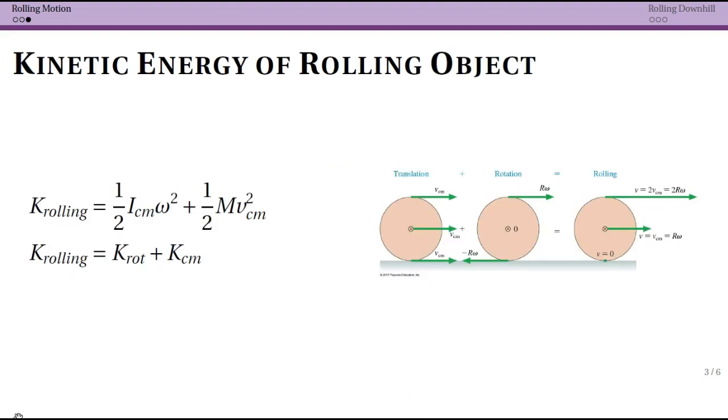So now let's think about the kinetic energy of a rolling object. We've said that rolling is translation plus rotation summed together. Now the book went through a different derivation of this. I'm not going to worry about that. I'm going to make a slightly different argument.